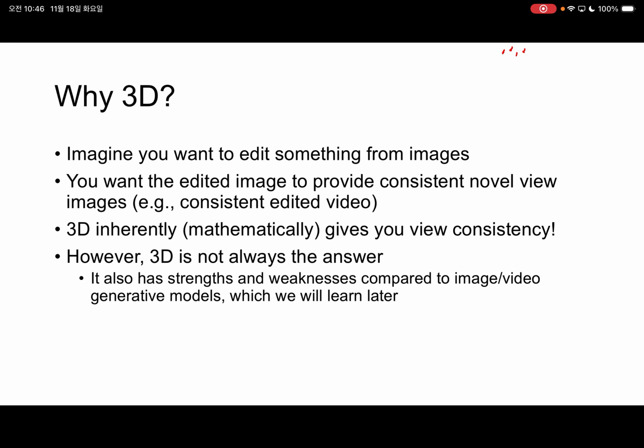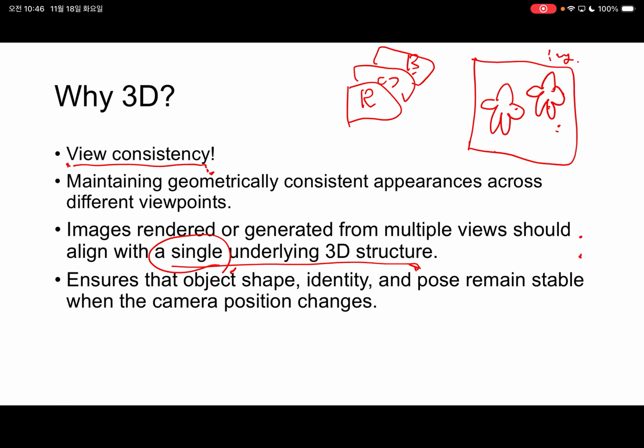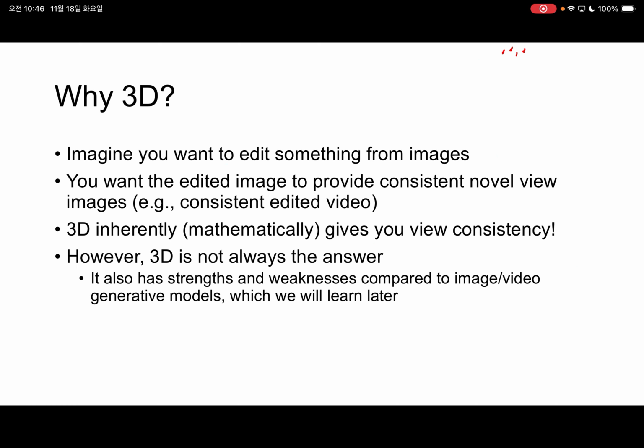And this shows an example. Imagine you want to edit something from images, like this example. I have a single image, and then I'd like to put something in this image, like adding a dog here. But you want the edited image to provide consistent images across views. Like, let's say I have a video.